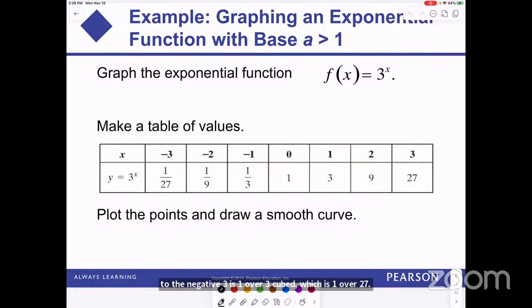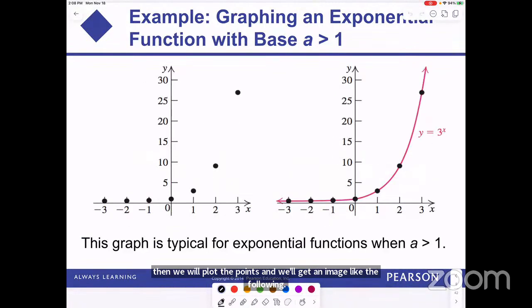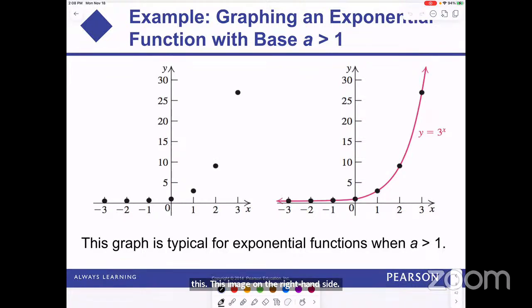So now we have our table of values. We have our x values with their corresponding y values. Then we will plot the points and we'll get an image like the following. Okay. So when we plot the points, we get something like this. This image on the right-hand side, that's the general shape of an exponential, right? With minimal to no manipulations, that's going to be the general shape of our exponentials.